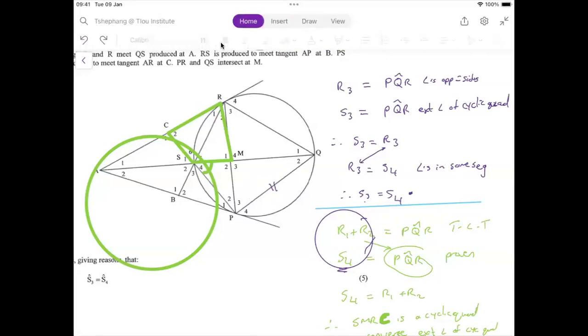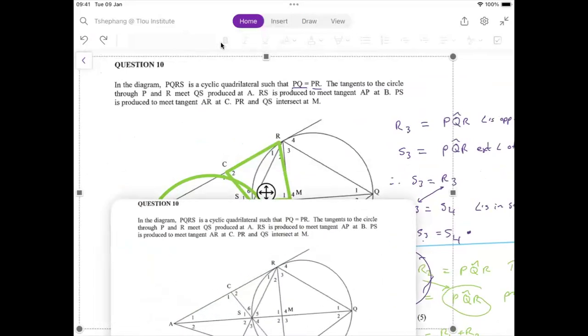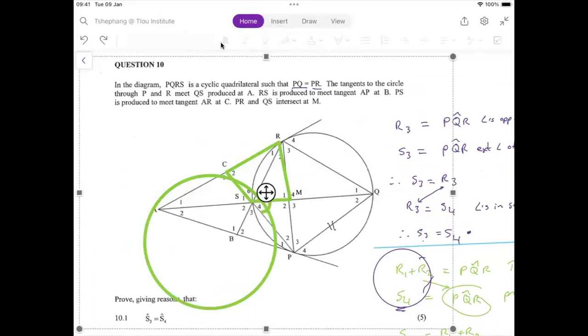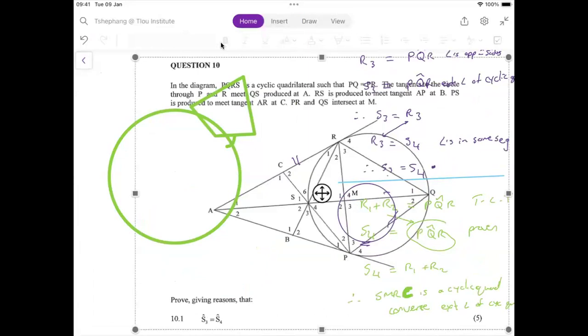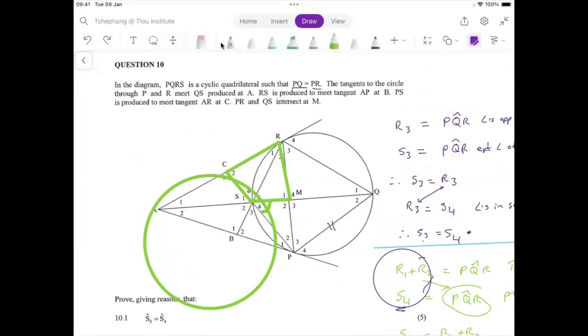Let me see if I can just move this. No. But I think we can all see it. It doesn't want to move. It's fine. Let me just erase.